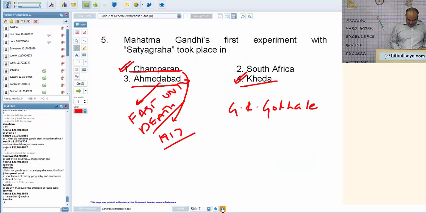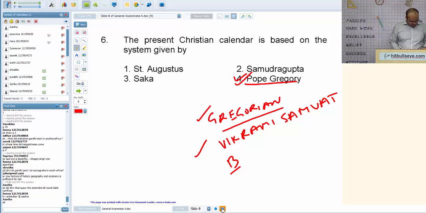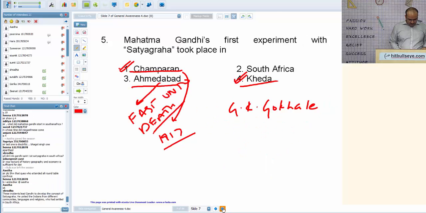Supriya, please check online. I'm pretty sure I'm correct. Then Shraddha, again the term satyagraha is used after which Gandhi, when he came back to India, right?